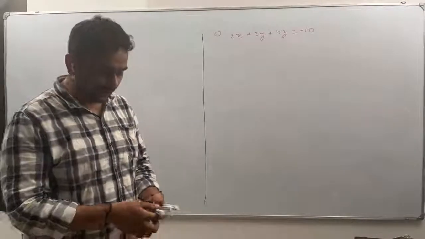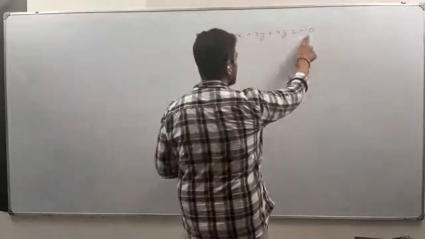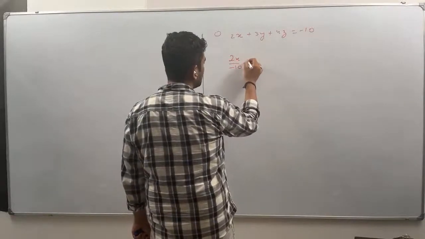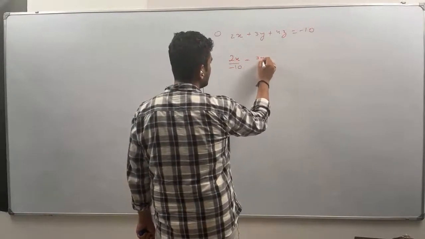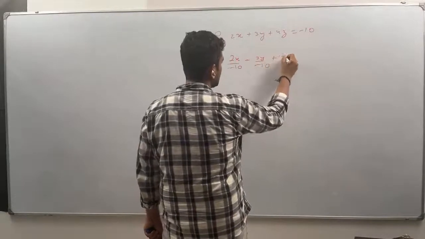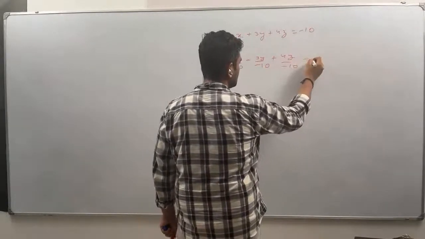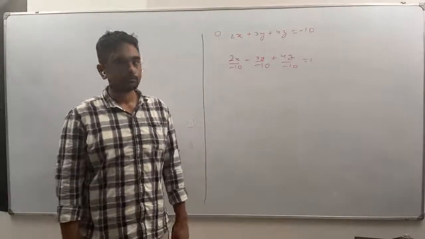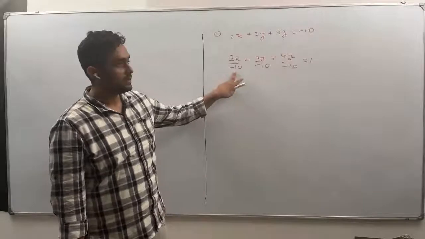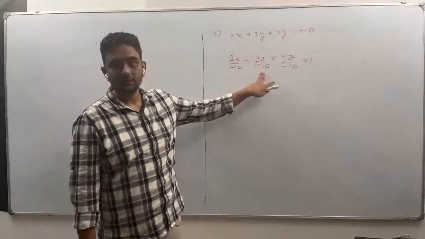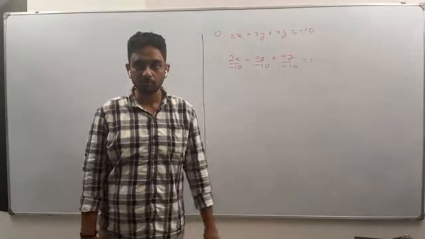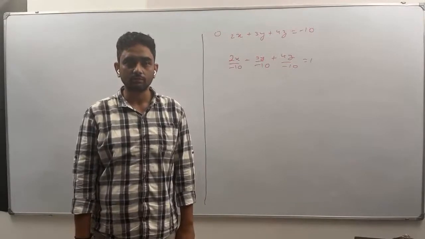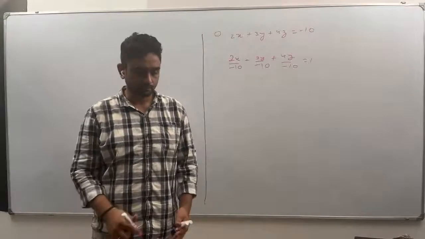Express it in the intercept form. That means make the right side 1. So you write 2x by minus 10 plus 3y by minus 10 plus 4z by minus 10 equal to 1. So the intercepts are minus 10 by 2, minus 10 by 3, minus 10 by 4. So these will be the x, y, and z intercepts. That's how we find it out. All right, so this is intercept form.